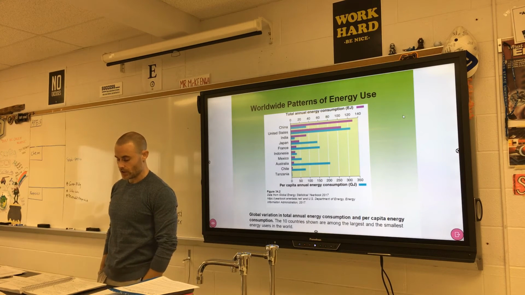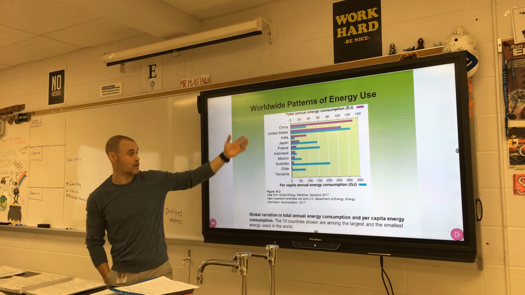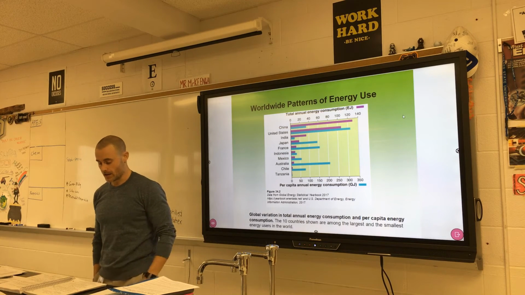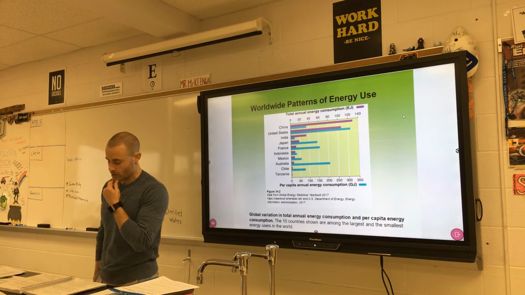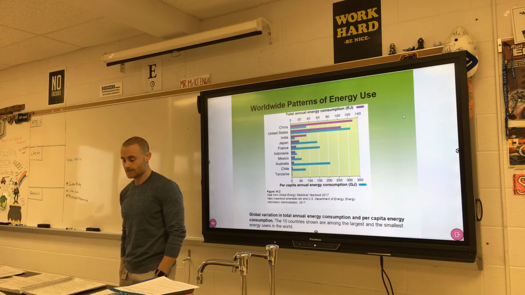The use of energy resources is not evenly distributed between developed and developing countries. That's what I'm trying to show you here. So again, you might want to write that down. Energy resources not evenly distributed between developed and developing countries.